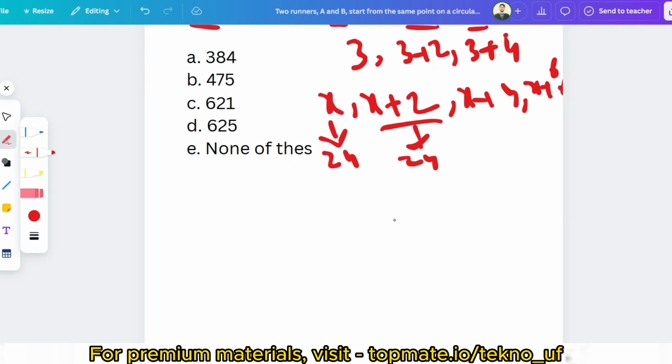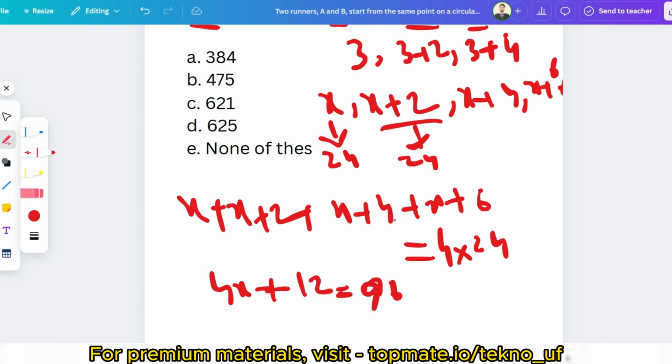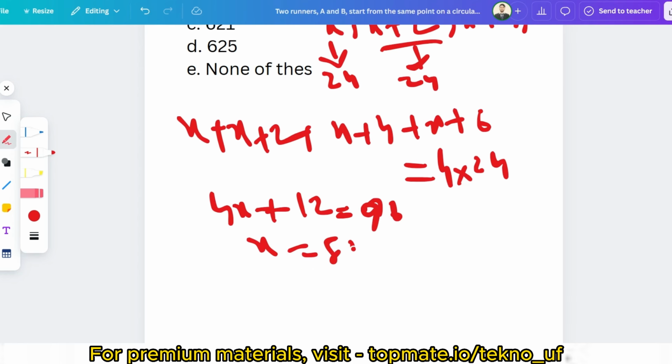If we just add all of them, that means x plus x plus 2 plus x plus 4 plus x plus 6, we will get 4 into 24. That means 24 plus 24 plus 24 plus 24. So that is 4 into 24. So let me just add all of this and get the value of x. So x plus x plus x plus x, so 4x plus 2, 4, 6. So this becomes 12, right? So 4x plus 12 is equal to 96. So 4x will become 96 minus 12, that is 84. 84 by 4, that is 21.